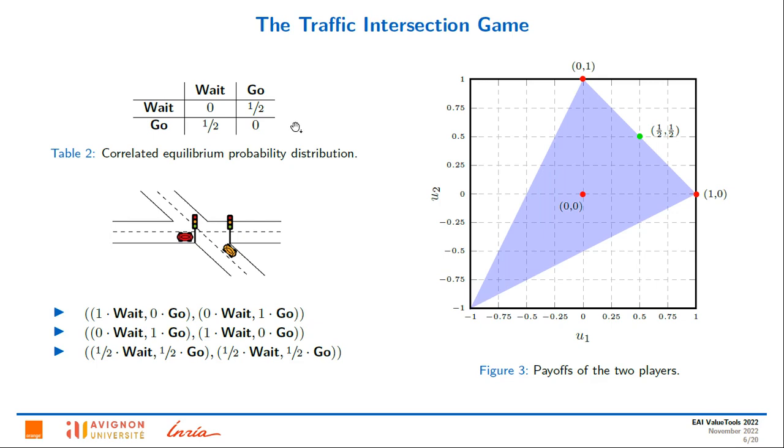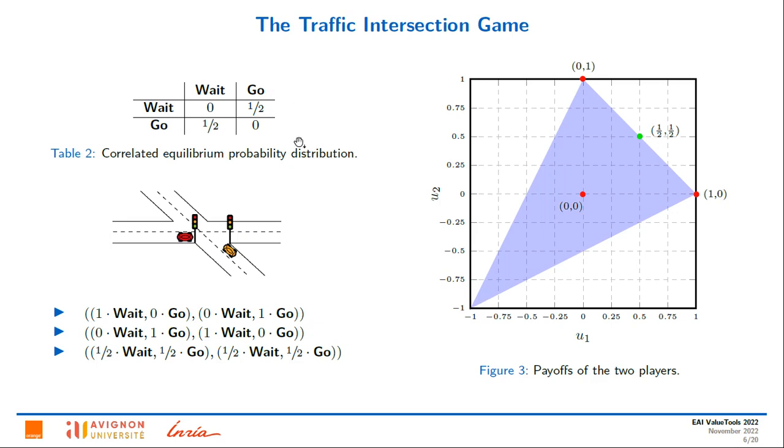And one thing about this probability distribution is that it cannot be achieved with totally independent mixed strategies, as it was the case with Nash equilibrium strategies. However, if we introduce correlation, it is possible to randomize equally in this way over these two action profiles.